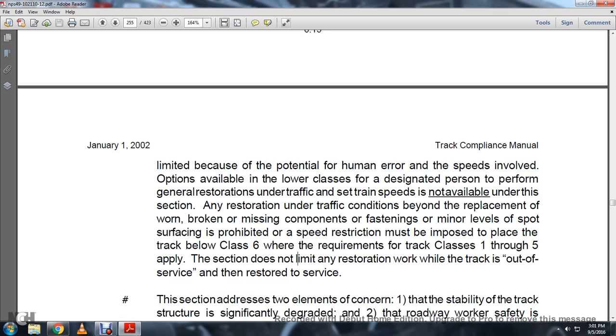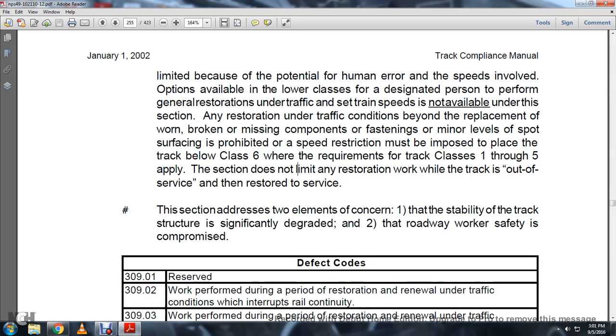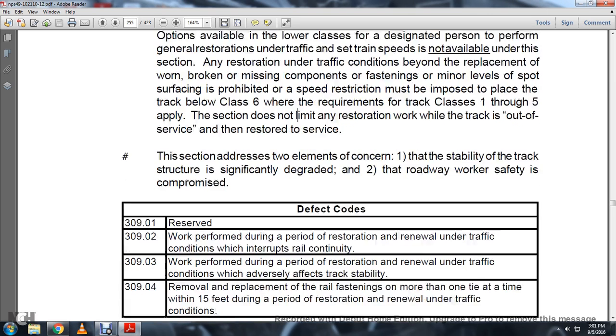The section does not limit any of the restoration while the track is out of service, then restored to service. This section addresses two elements of concern: 1, the stability of the track as a structure is significantly degraded; 2, road worker safety is compromised.